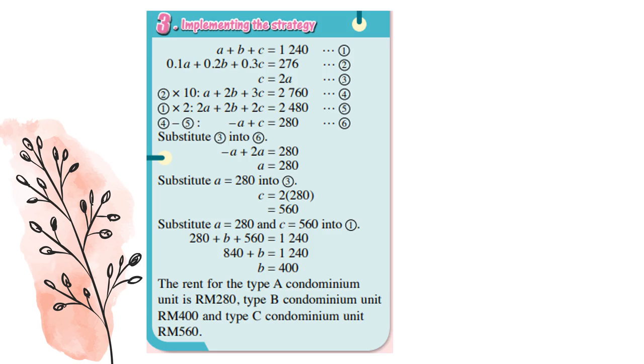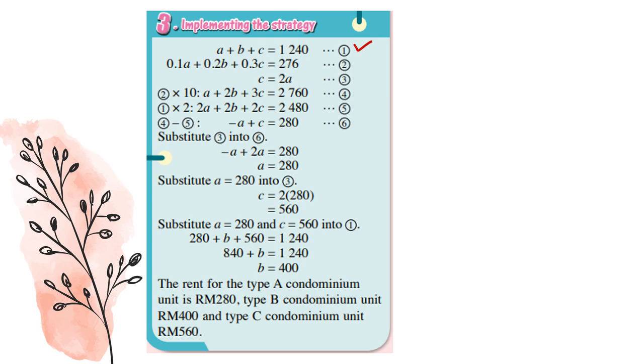Now we want to implement the strategy. That means you have to form 3 linear equations with 3 variables from the situation just now. For the first equation, you can get it from the statement that mentioned the total rent. So the total rent for unit A, B, and C is 1,240 ringgit. So this is equation number 1.